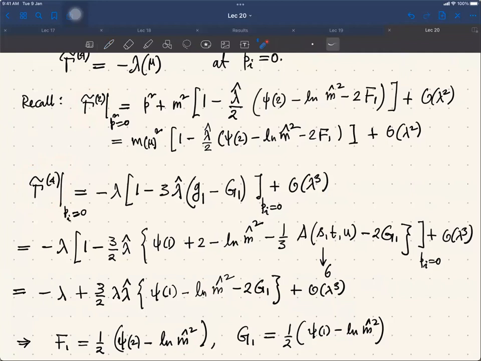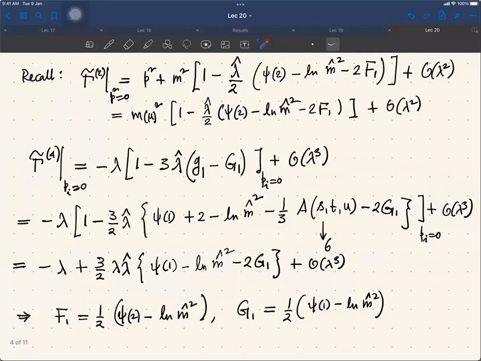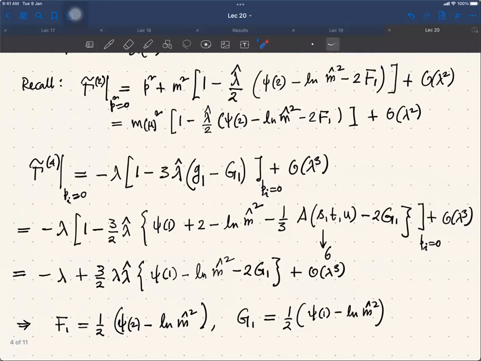For example, in the case of this coefficient here, up to this order that we have calculated, there is no p dependence, and therefore this value of f1 entirely cancels our lambda terms.